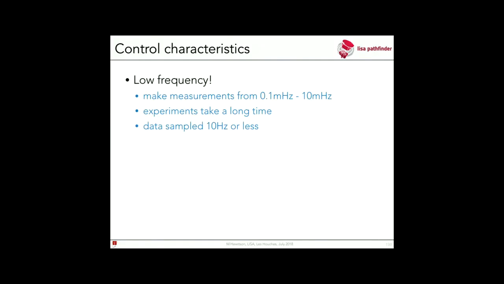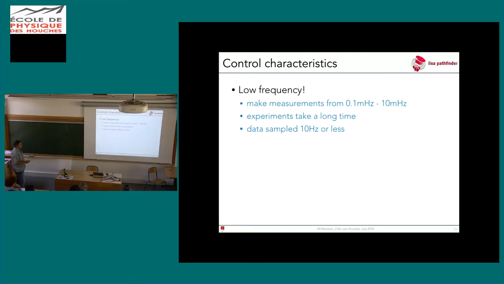What are the characteristics of this? Well, it's at low frequency. The measurement band is around the millihertz here. Experiments take a long time, so we have data sampled at 10 hertz or so, or less often. And single injection sine waves take hours before you get any reasonable signal to noise. So these experiments take a long time. And when you look at those frequencies, you realize that 3 months isn't very long, actually. You don't fit many cycles of a millihertz into 3 months of time.